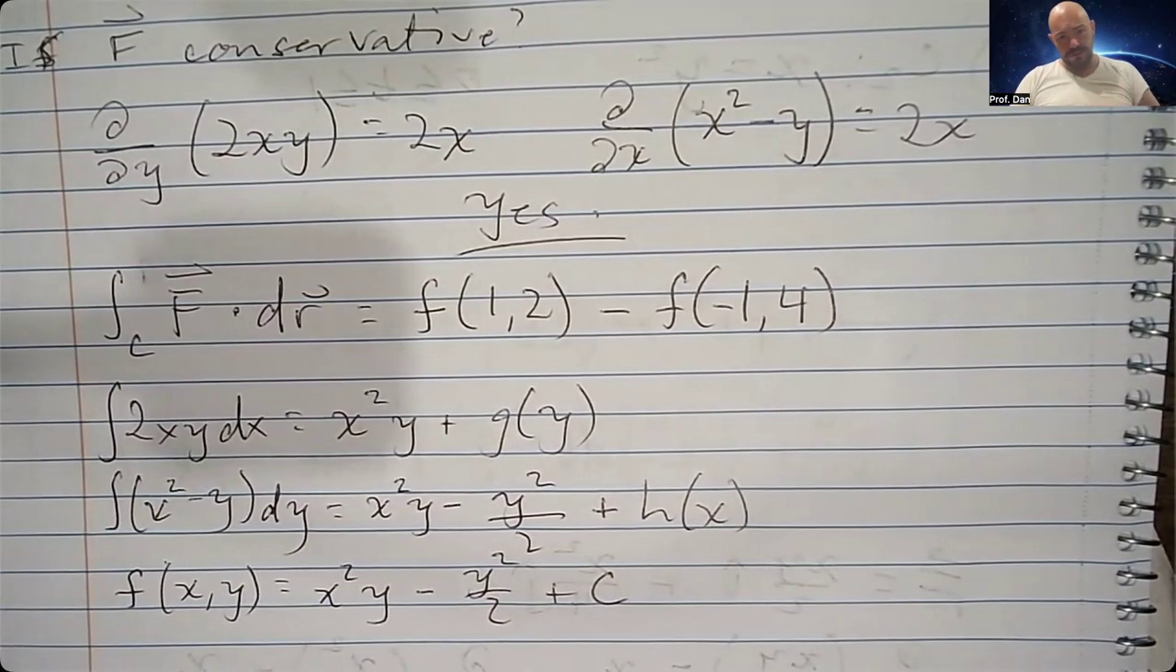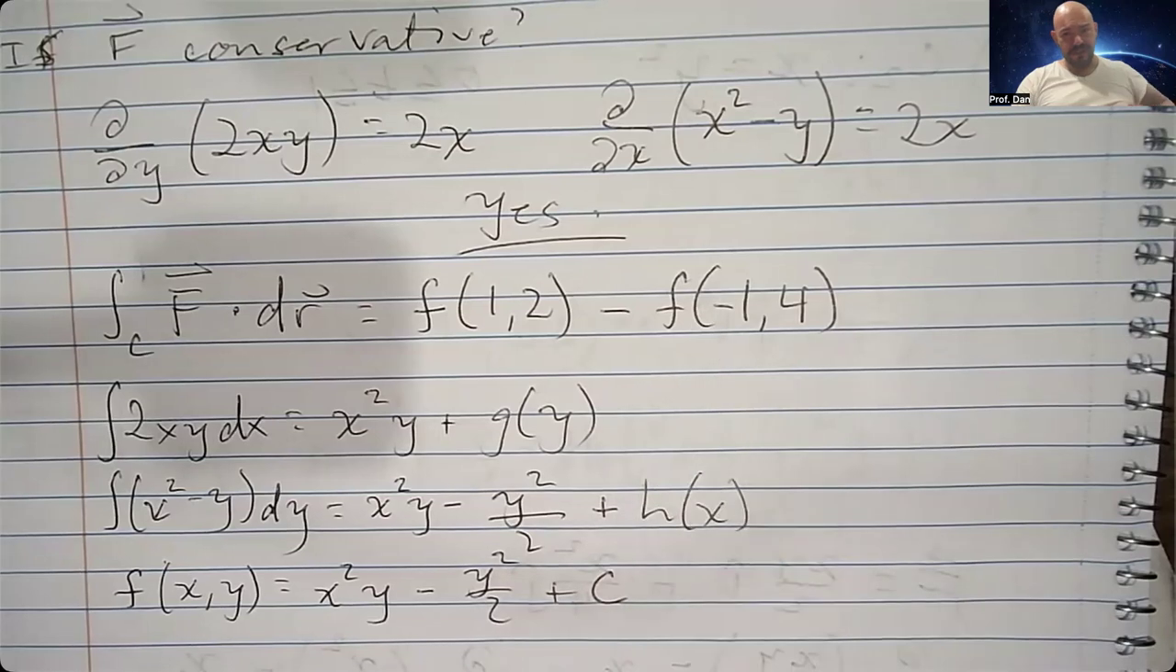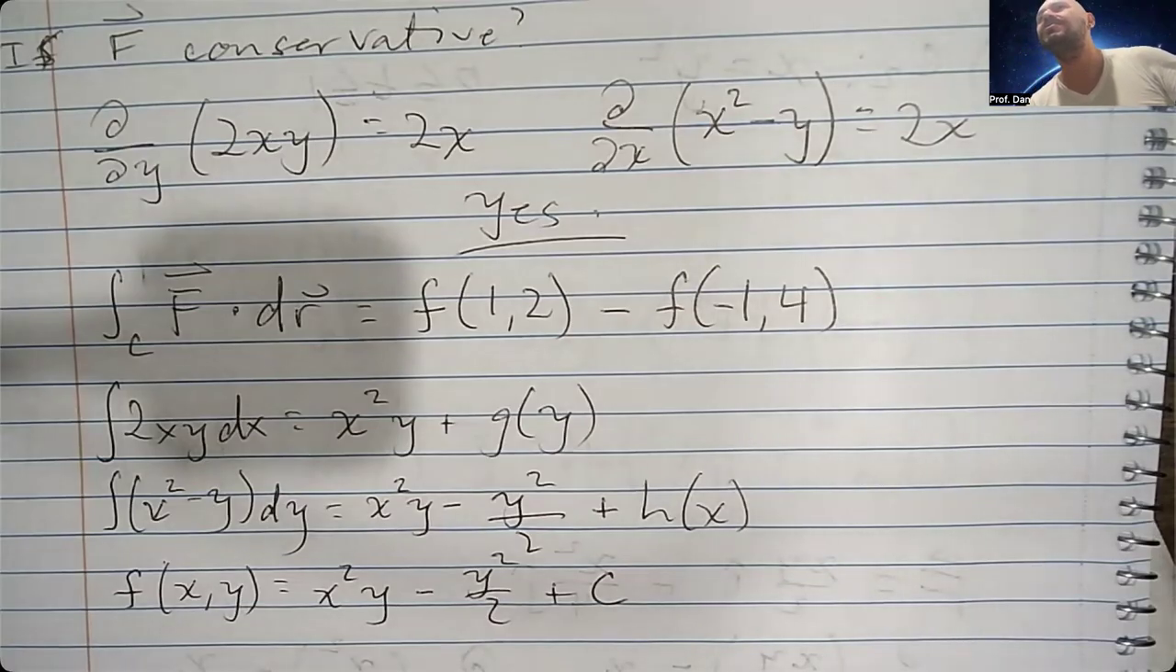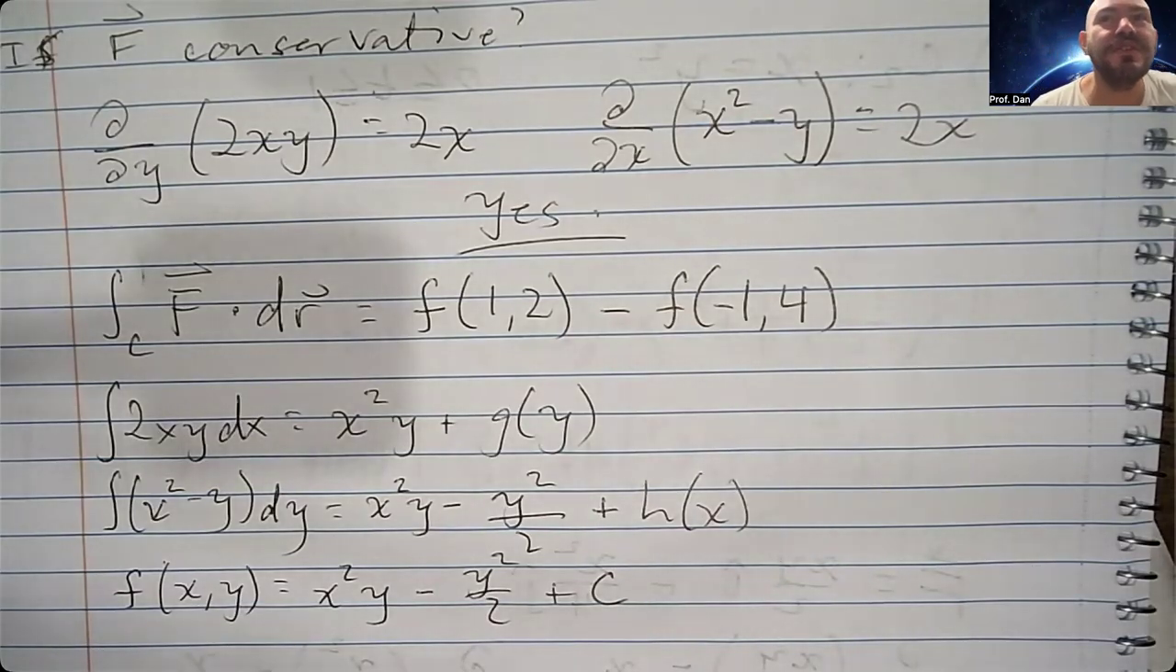And here's the thing, when we go through and do this one, kind of like how when you do a definite integral, you don't write the plus c because when you subtract it, it goes to 0 anyway.